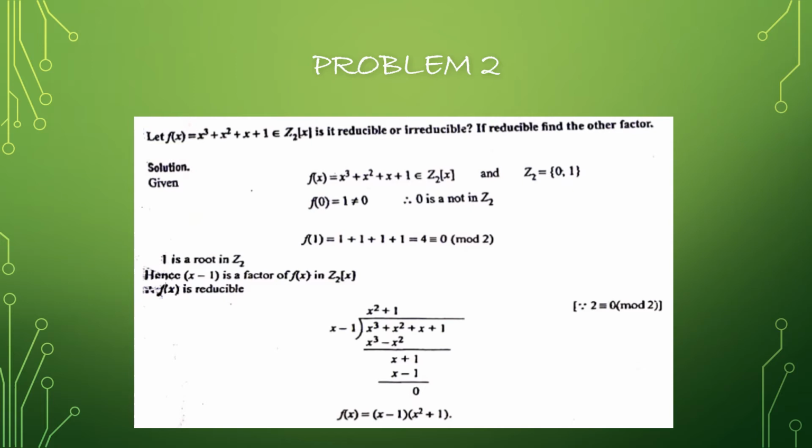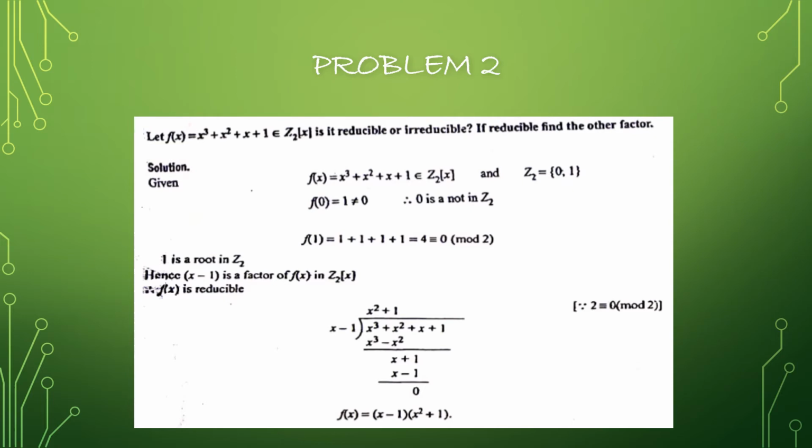So how did I get this? This is by the division algorithm. The division algorithm says that the dividend, the polynomial which is divided, can be written as the product of the quotient and the divisor plus the remainder. Since the remainder is 0, we can just omit it. I hope you understand this particular problem, right?